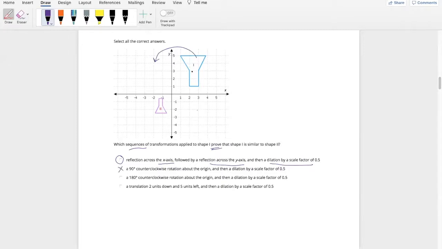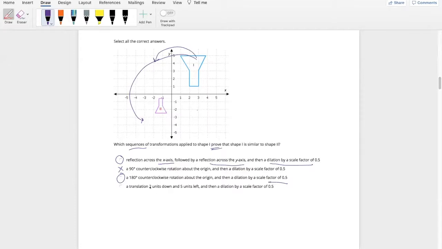180 degrees, that would work. That's going to get us around down into this quadrant now. So it's going to spin it around or rotate it. And then the scale factor of 1/2, that's going to work and land right on that shape there to prove that they are similar.